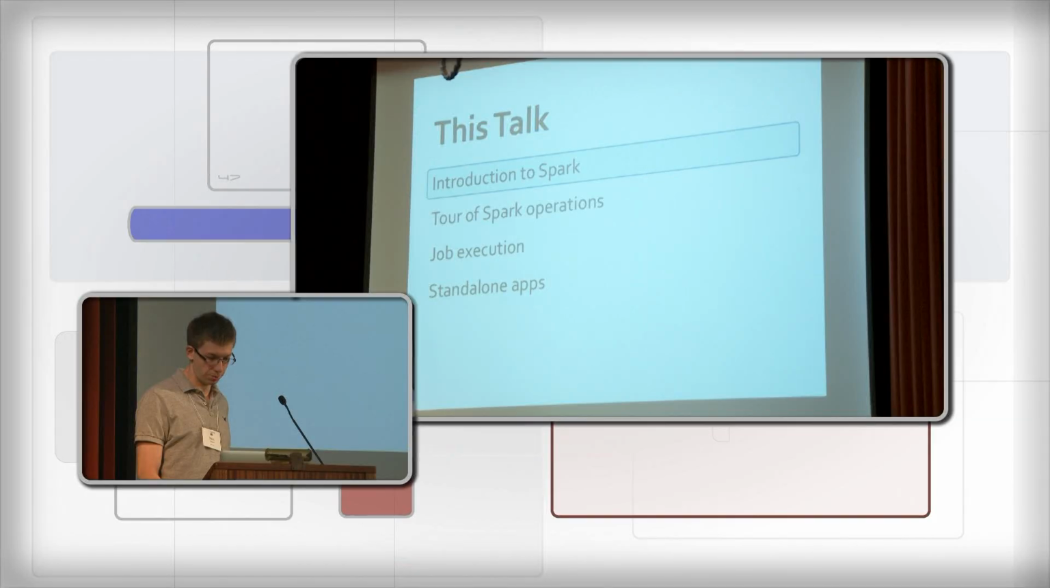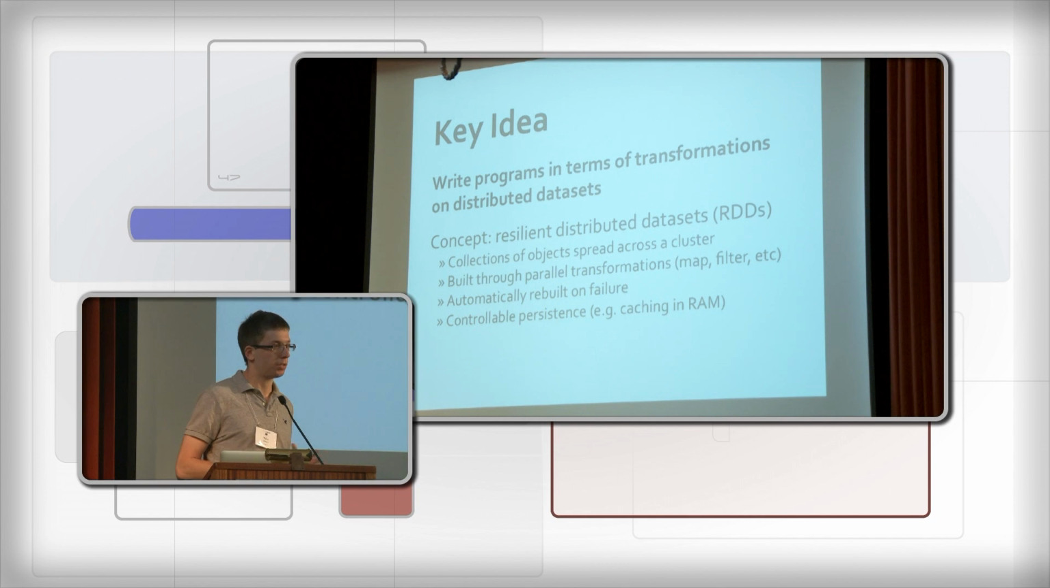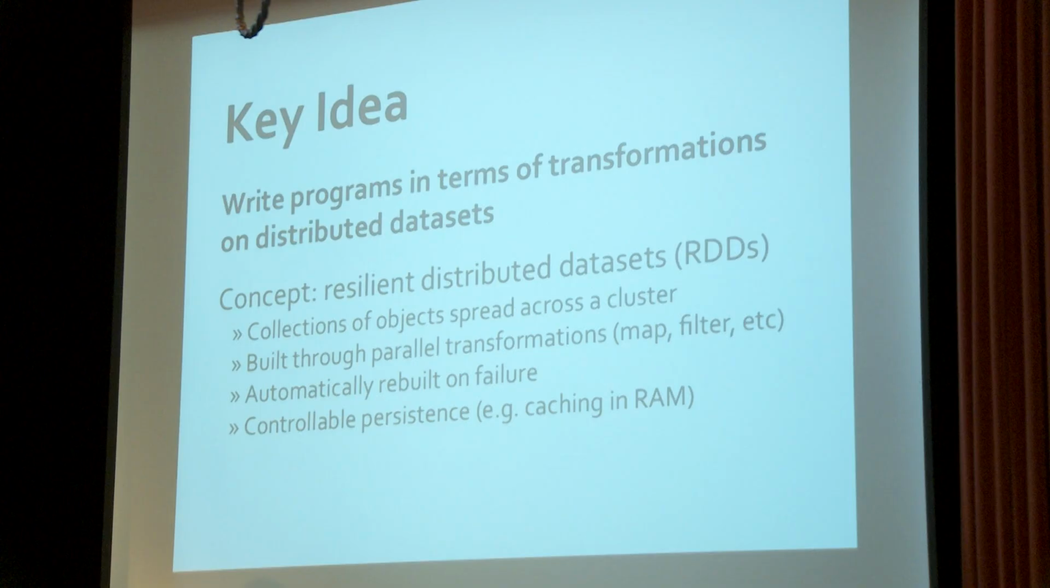So let's start with the introduction. So how do you write Spark jobs? The key idea in Spark is that you write your programs in terms of transformations on distributed data sets. So you think about, OK, I'll make one data set. Maybe I'll run a map function on it, or I'll run a group by, or something like that. And I'll create new data sets as a result of that.